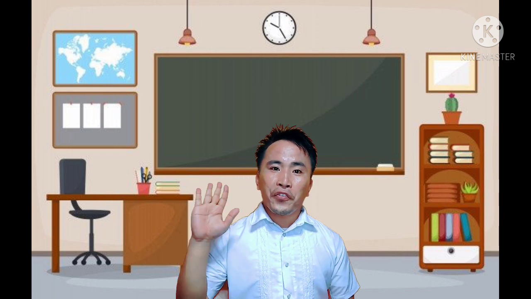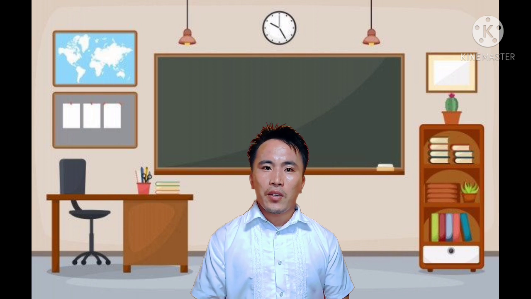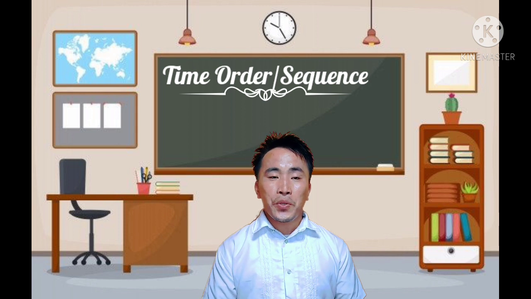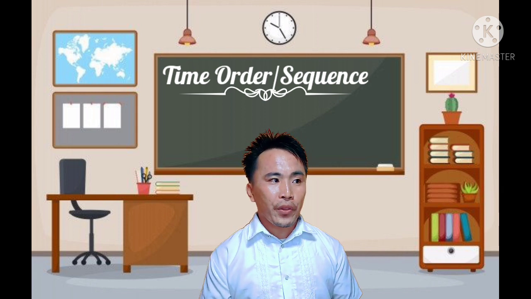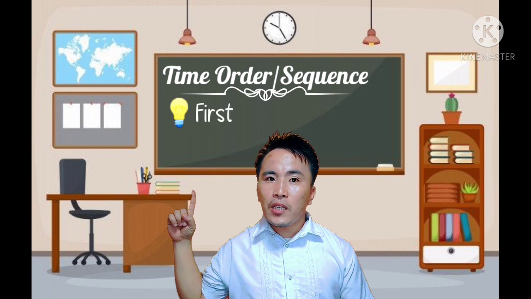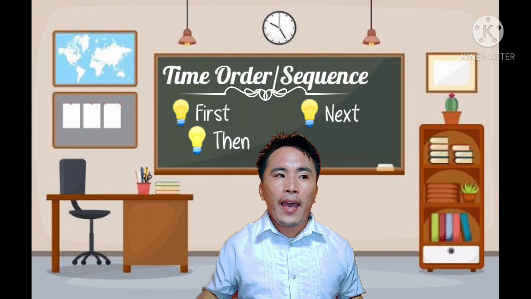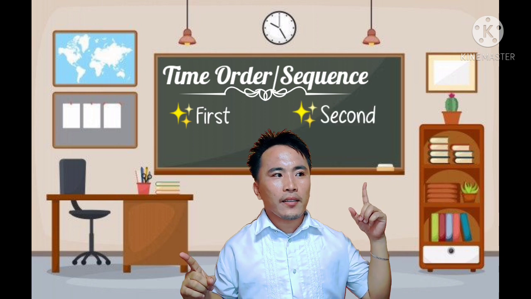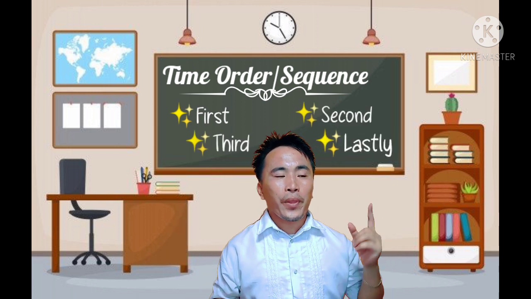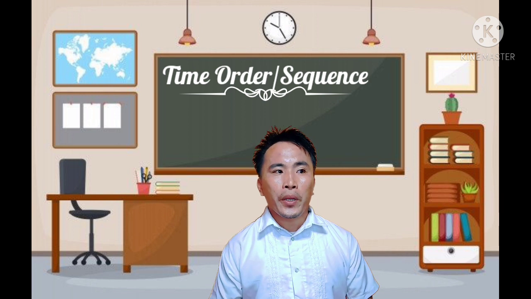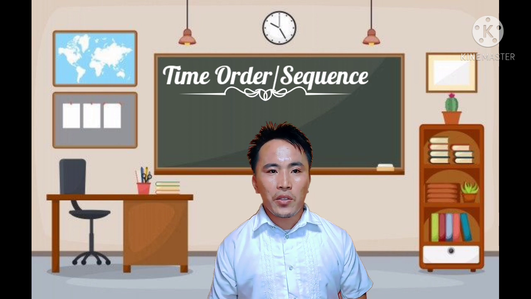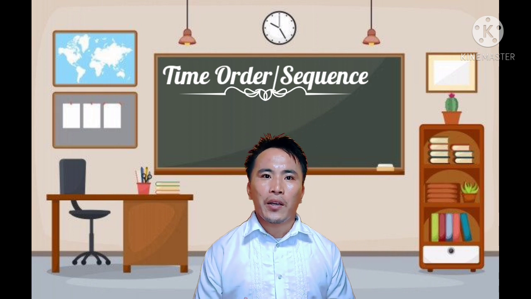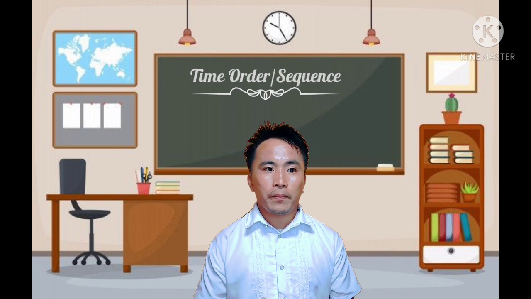To continue, the fifth structure of informational text is time order or sequence. The information is arranged in a specific or a chronological order. We use the connectors first, next, then, and lastly, or we simply use first, second, third, and lastly. Time sequence or order is applicable in stating sequential events, like how a certain thing happens, or if you are going to create a certain procedure in having a menu.